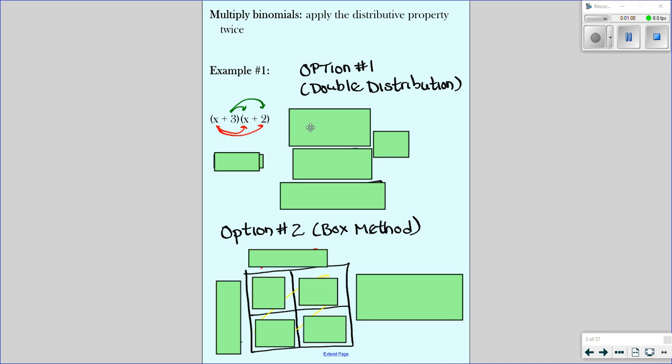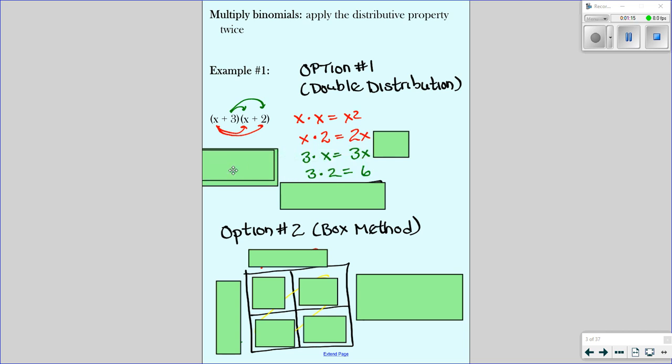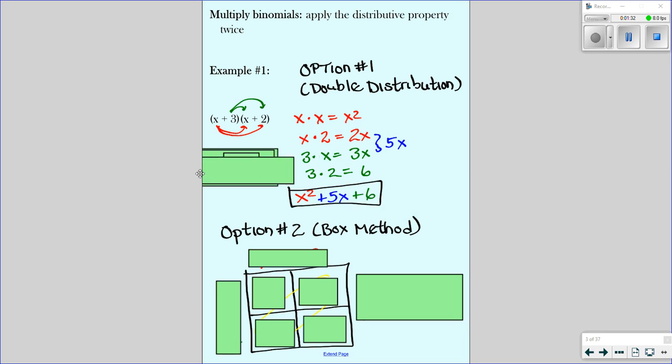So when you end up doing that, you have x times x gives you x squared, x times 2, 2x, and then for the green, 3 times x, 3x, and 2 times 3 gives you 6. Notice that 2x and 3x can be combined to 5x. Once you've done that, you just put it all together. So it would be x squared plus 5x plus 6.